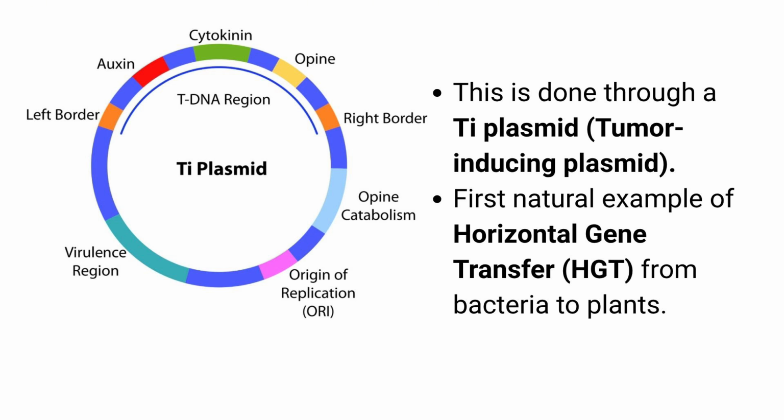Virulence genes are found outside tDNA. They help in processing of tDNA, and they also help to transfer tDNA into the plant cell. Opine catabolism genes allow bacteria to utilize opines. Opines are special amino acids that are used by bacteria as food. Origin of replication allows the plasmid to replicate inside the bacterial cell.